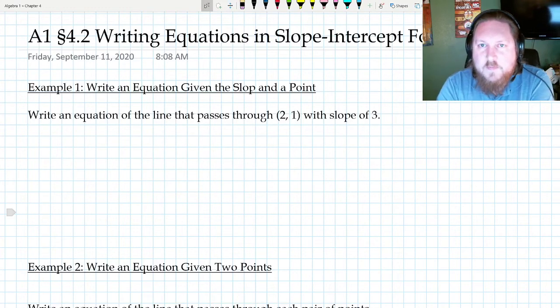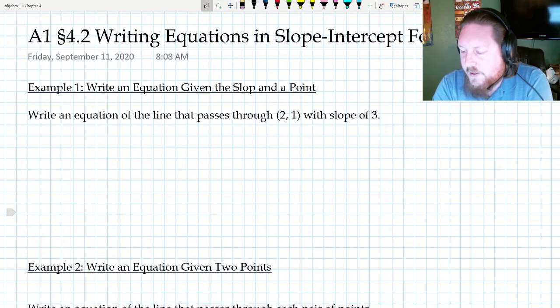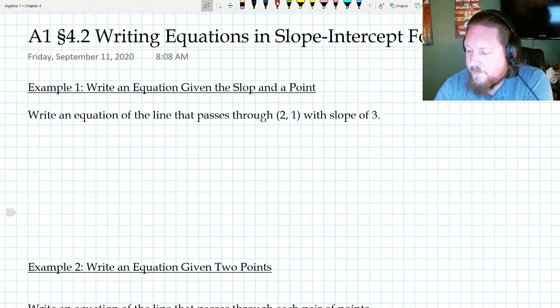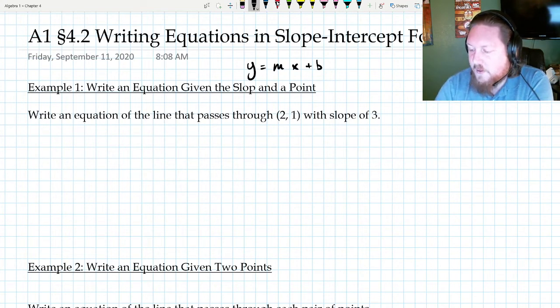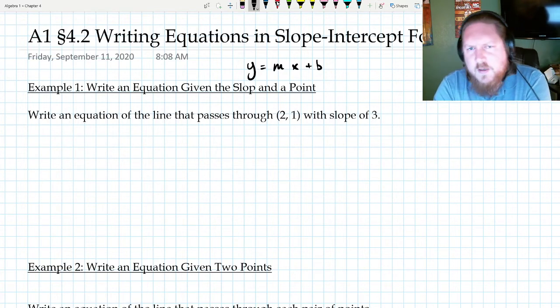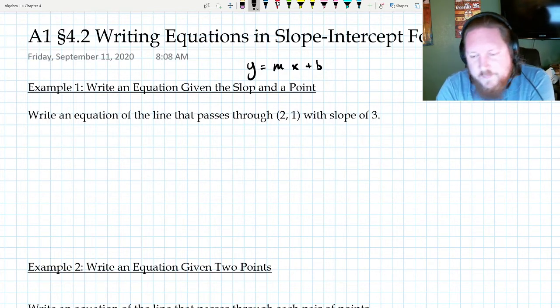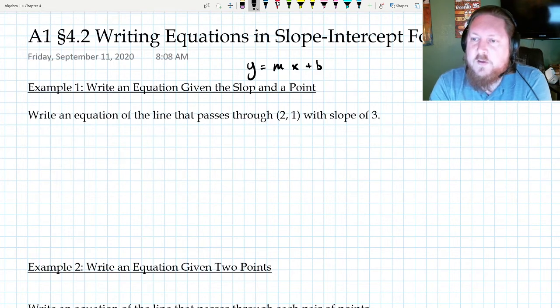Algebra 1, Chapter 4, Section 2, Writing Equations in Slope-Intercept Form. So this time we're going to do more work about writing equations in slope-intercept form, which is of course y equals mx plus b, because based on what information you're given, you might have several different ways that you can write the equation out.